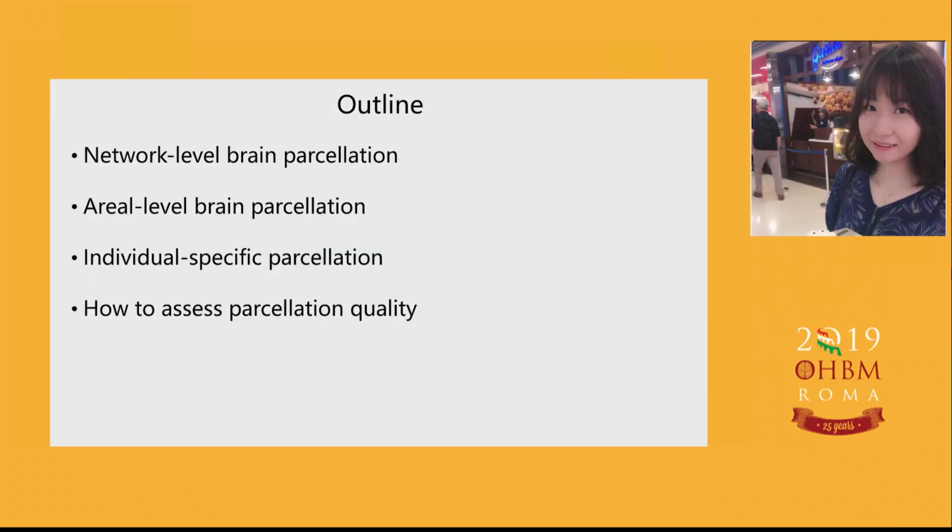So in this talk, I will first describe several approaches for estimating the network level parcellation using functional connectivity, and then I will talk about the area level parcellations. After that, I will introduce the individual specific parcellation approaches, and finally, I will describe methods to assess the parcellation quality.